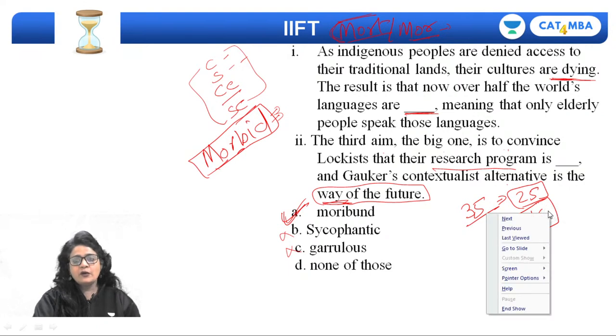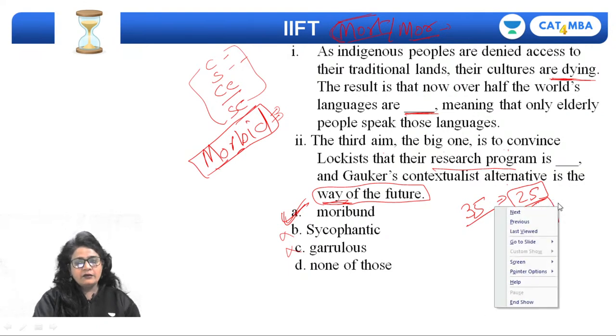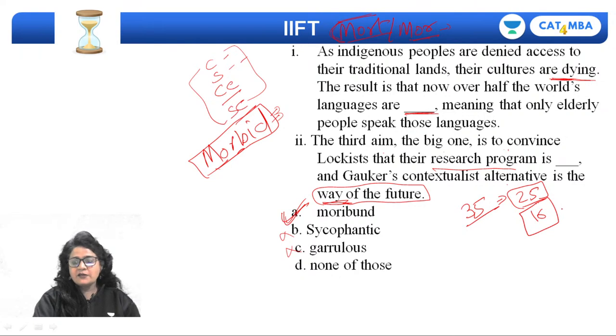Especially for those of you who are good at RC and can tackle long, lengthy passages, you should definitely plan your strategy around reading comprehension. And the second part should be vocab. If you know the words, have revised the word list of high frequency words, and have practiced the previous year papers of IIFT sufficiently, then vocabulary should not be a problem for you. And this is not very time consuming.